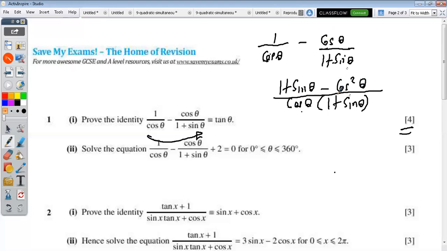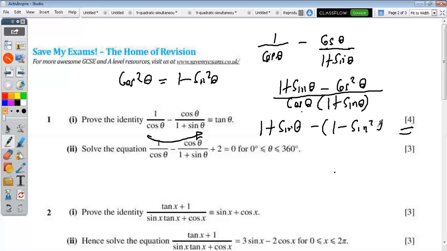We can change this cos squared. Remember the identity: cos squared theta is equal to 1 minus sine squared theta, because 1 is equal to cos squared theta plus sine squared theta. So let's substitute into this. It means 1 plus sine theta minus brackets 1 minus sine squared theta, over cos theta brackets 1 plus sine theta.